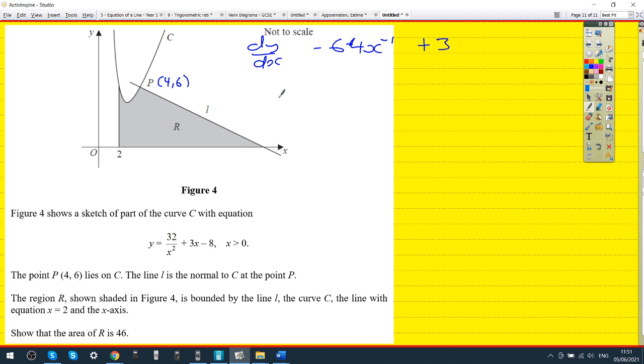How would you get the gradient though, at the point P? Could you use y equals mx plus c? You would use dy dx. Wait, you're subbing 4 for the x? Yeah. 4, 32, 16, minus 16 plus 3, minus 13, I think. Yeah, minus 13. And then it'd become 1 over 13. Well done.